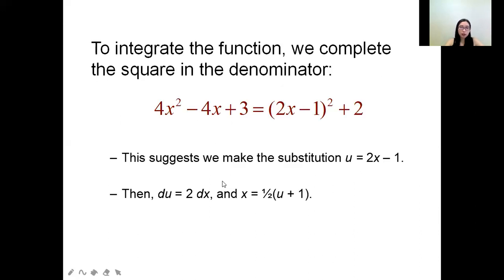So to integrate the function, we complete the square in the denominator. So 4x squared minus 4x plus 3 is equal to the quantity (2x minus 1) squared plus 2. This suggests we can make the substitution u is equal to 2x minus 1. Therefore, we have du equal to 2dx, and x is equal to 1/2 (u plus 1).